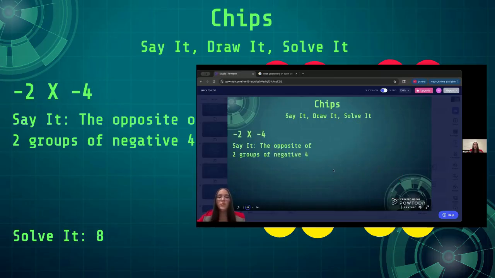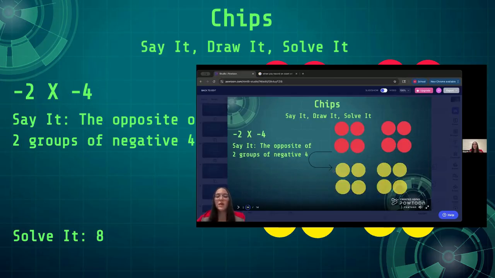For our next problem, -2 times -4. This is pronounced as the opposite of two groups of -4. So we're going to start off by drawing two groups of -4. 1, 2, and we draw our arrow to show our flip. And we end with two groups of +4.